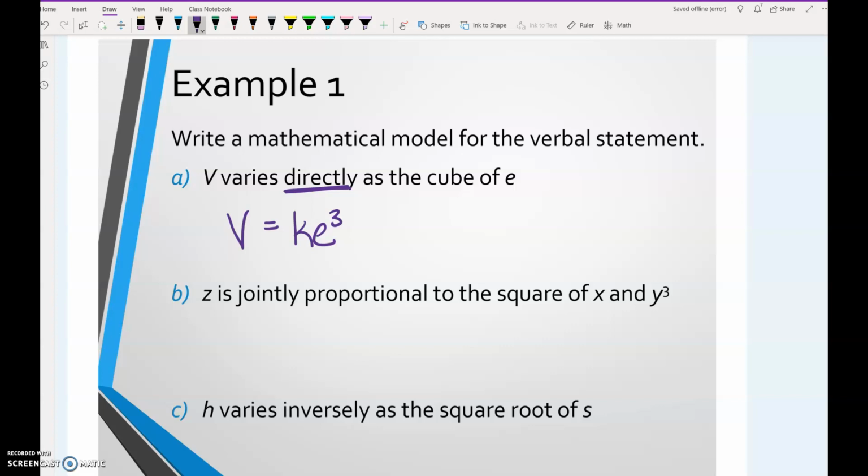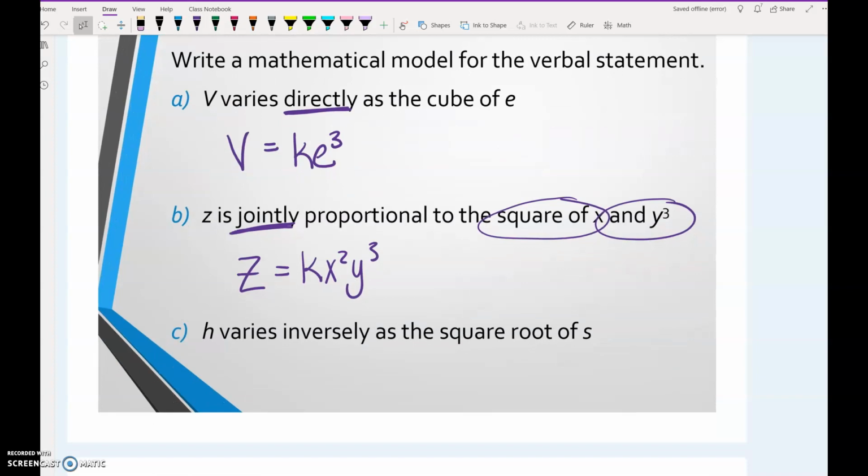I want you to try B on your own. I want you to take a risk, write something down, even if it's wrong. I want you to try, based on what we've talked about, see if you can figure out B. Okay, jointly is basically another way of saying directly. It just means there's multiple things that it's going to vary with. So Z equals, jointly proportional, K times the square of X, X squared, and Y cubed.